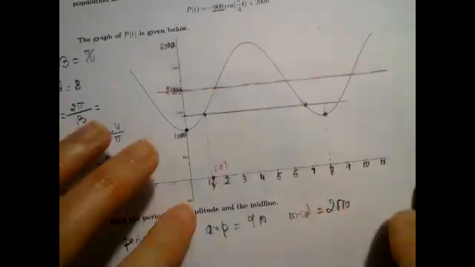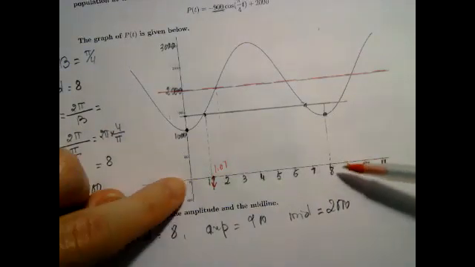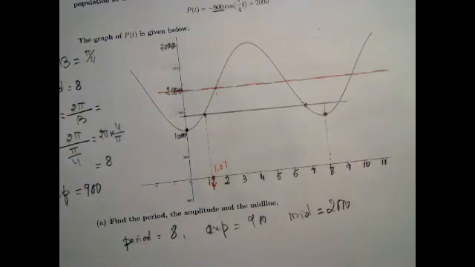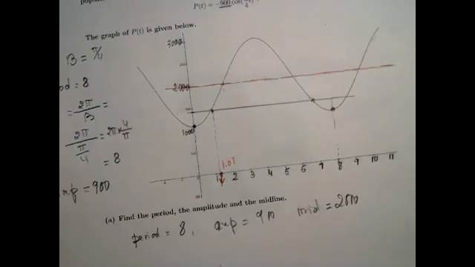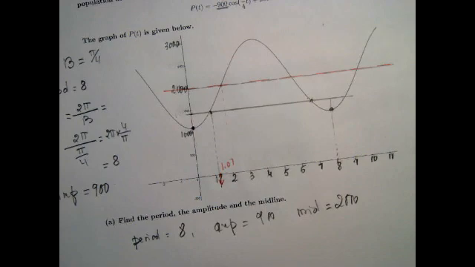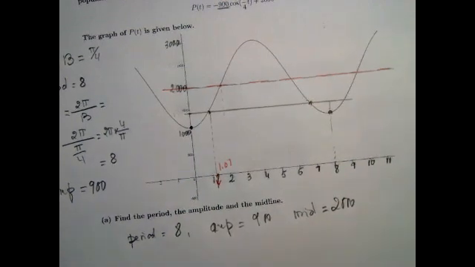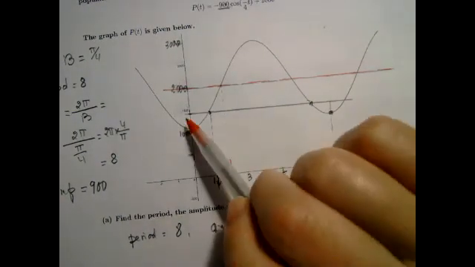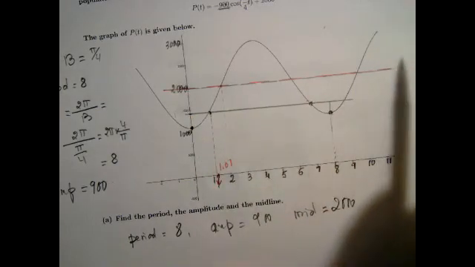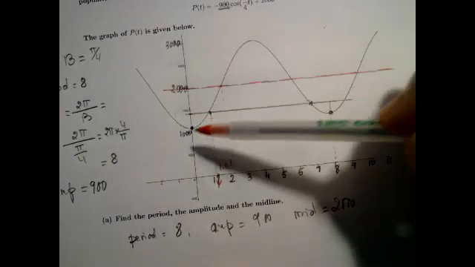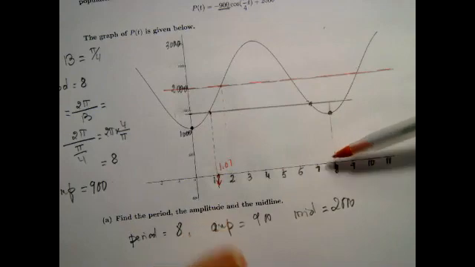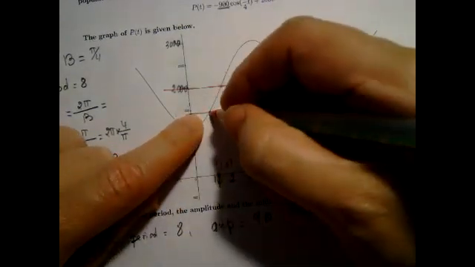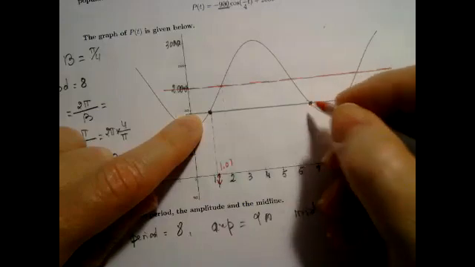Okay, so let me take you back to this picture. Between 0 and 8, how many times will the population reach 1,400? Does it reach it once or twice? Is the population 1,400 at 2 different times or only one time, according to the graph? Twice. So the population is 1,400 here, and it's 1,400 here.